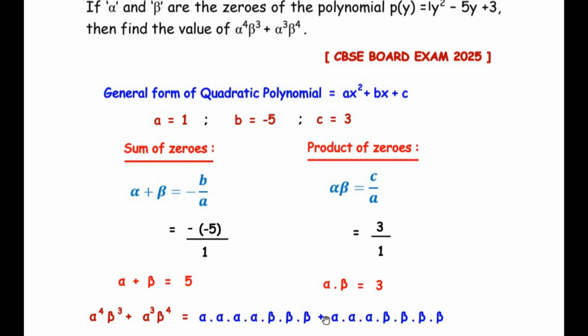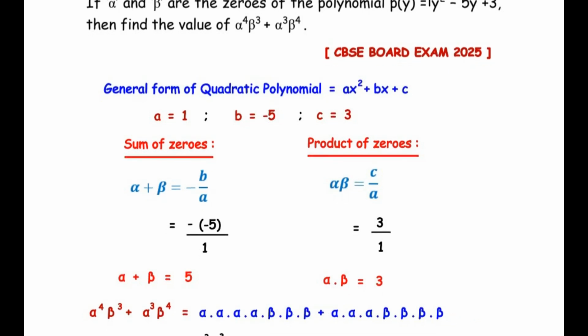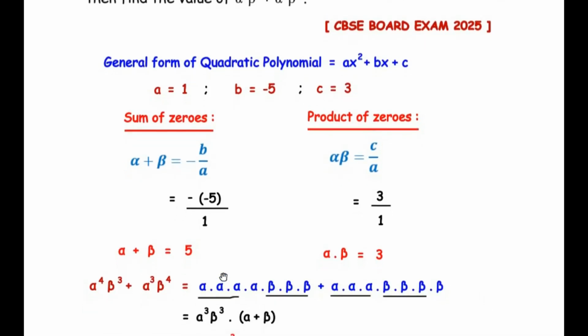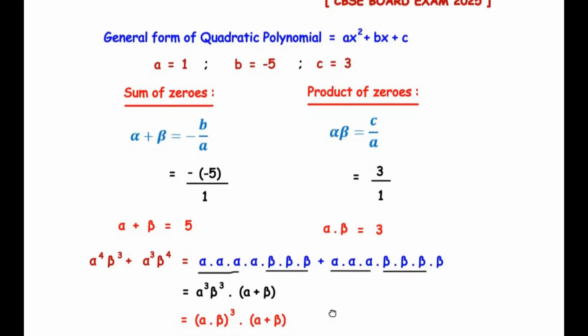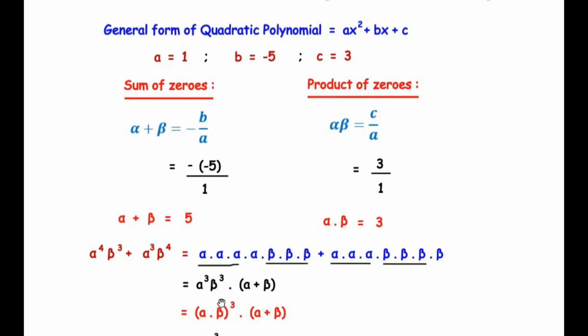Now let us pull out the common factors. Here we can see that 3 alphas from the first term and 3 alphas from the second term are common, and 3 betas from the first term and 3 betas from the second term are common. So let us pull them out. This becomes alpha cube beta cube, and inside the bracket remains alpha plus beta. Now alpha cube beta cube can also be written as (alpha times beta) the whole cube, by using the laws of indices, times the bracket alpha plus beta.